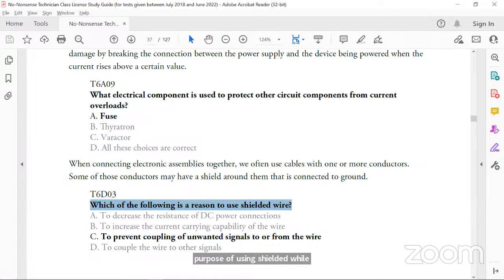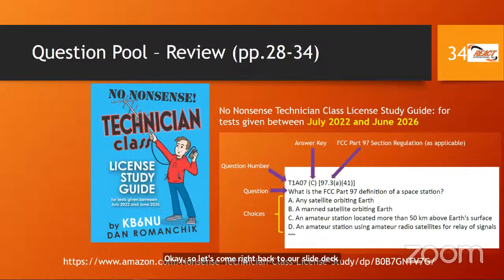Okay, so let's come right back to our slide deck. All right. So we have just covered all of the questions in the question pool that you're likely to get in your exam for all of the theory that we did this evening. So we're looking to wrap up now, folks.